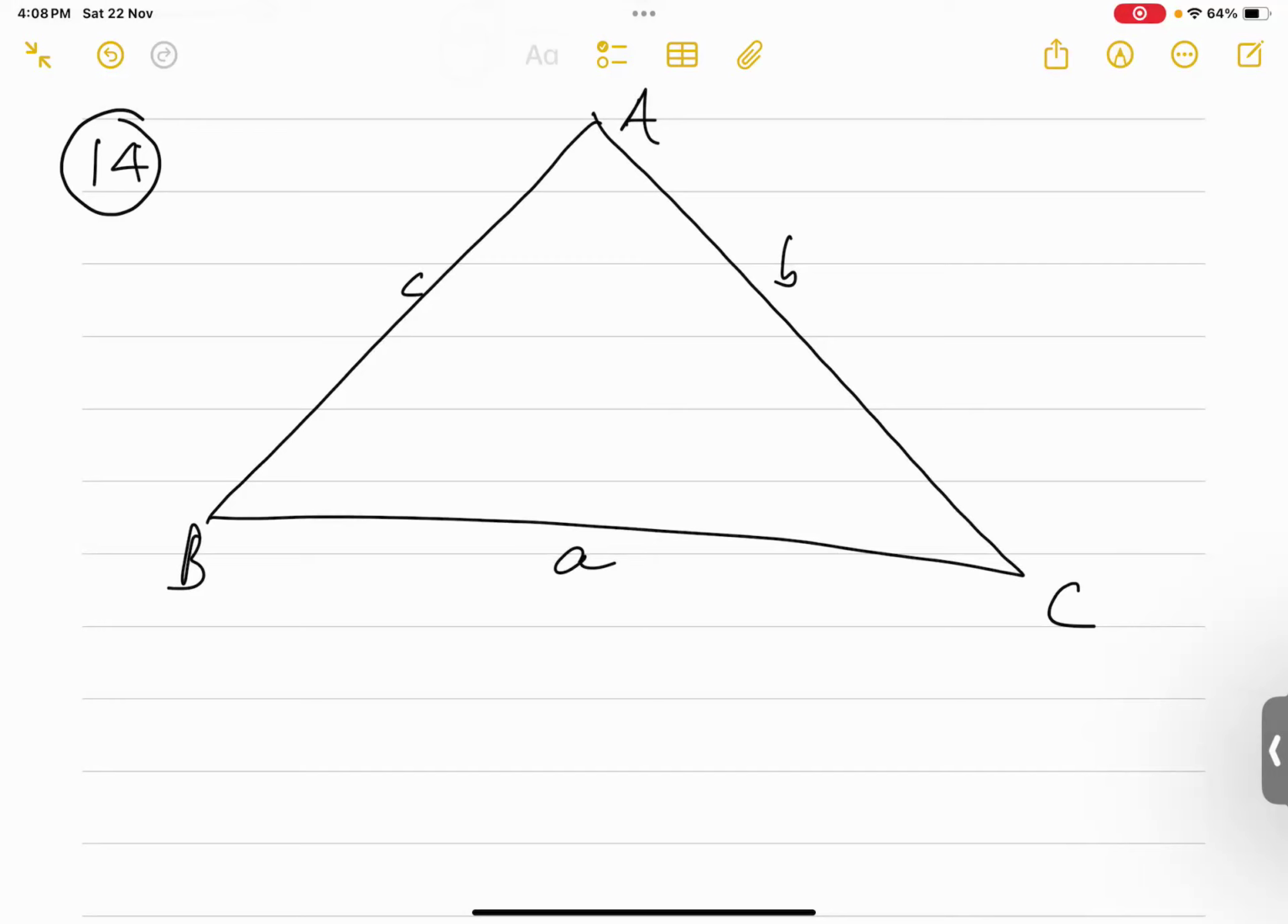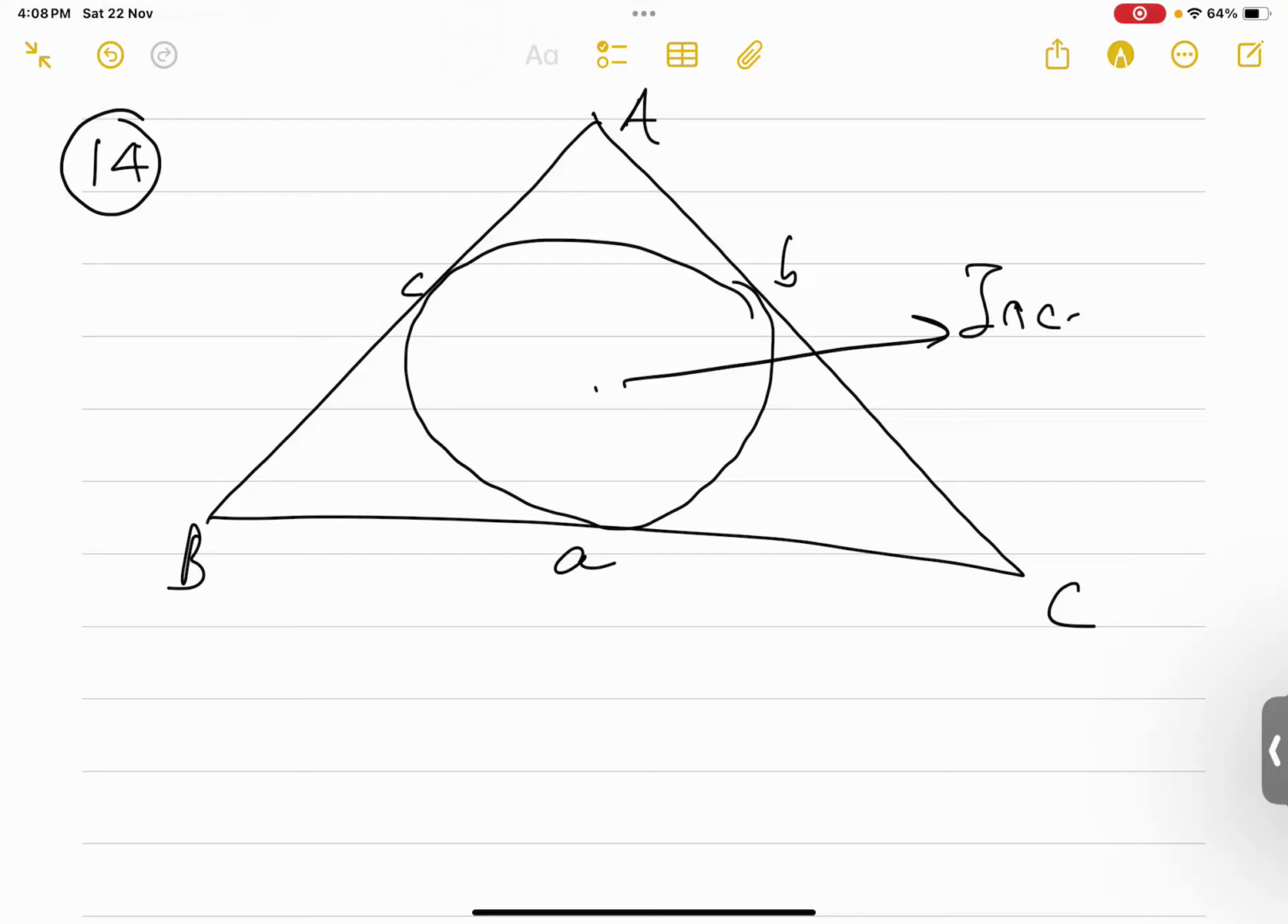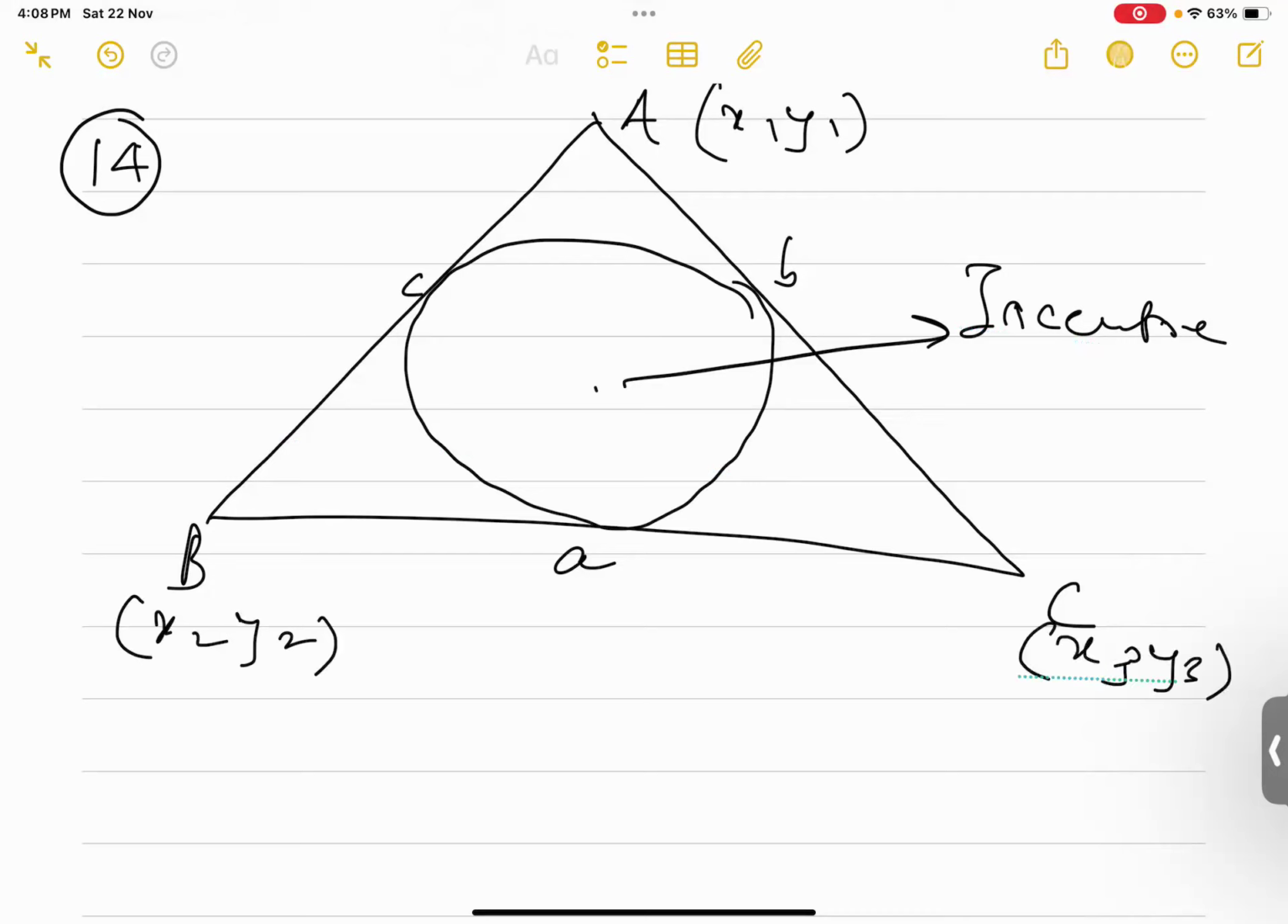So if there is a circle inscribed inside this particular triangle, something like this, it has a center, and that center is called the incenter. If A is (x1, y1), B is (x2, y2), and C is (x3, y3), then we have the incenter formula.